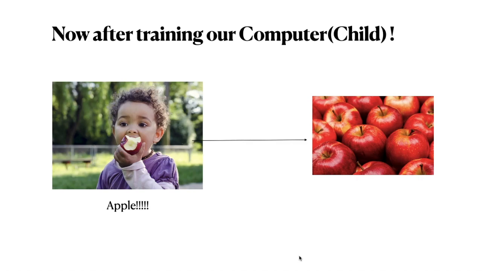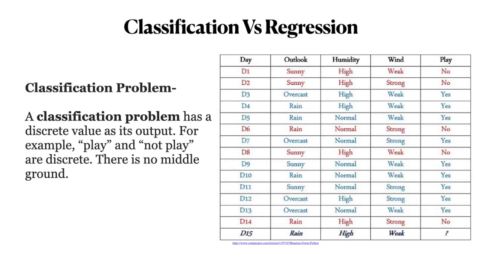Supervised machine learning algorithms are used to solve classification or regression problems. A classification problem has a discrete value as its output. For example, plays and does not plays are discrete. There is no middle ground. The analogy above of teaching a child to identify an apple is another example of a classification problem.